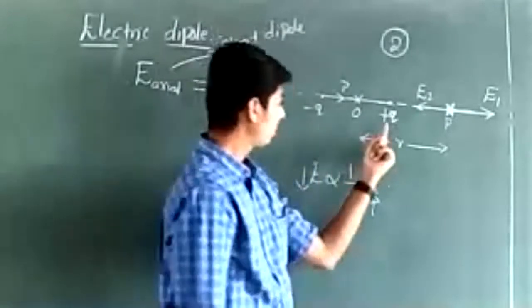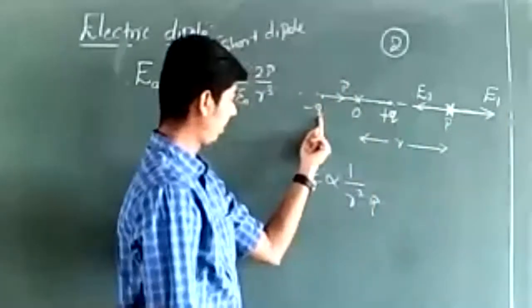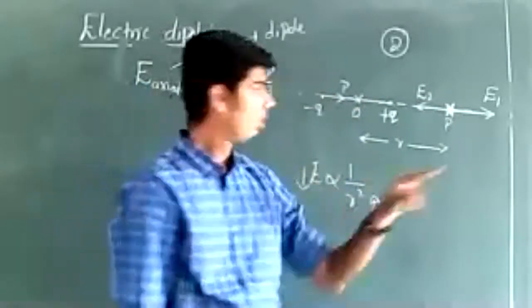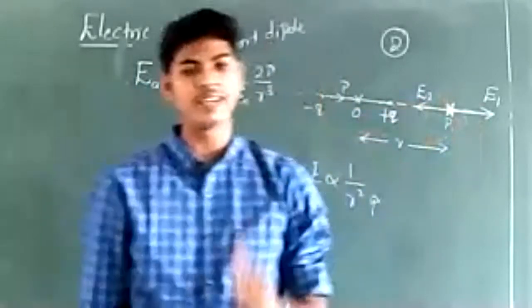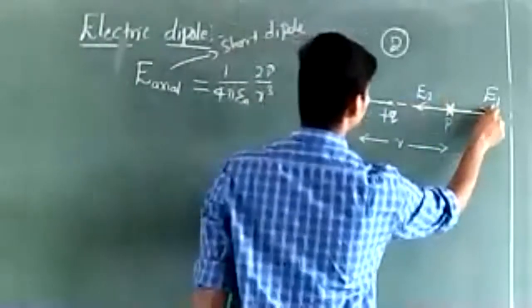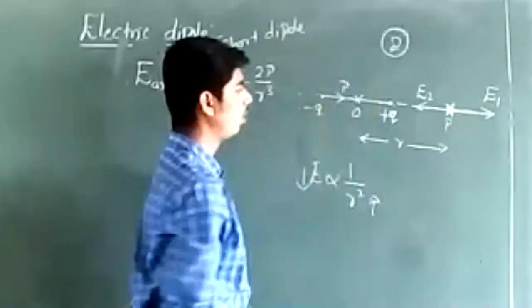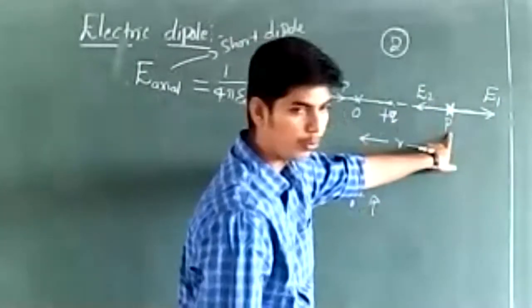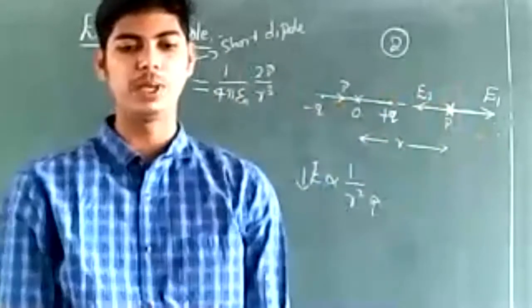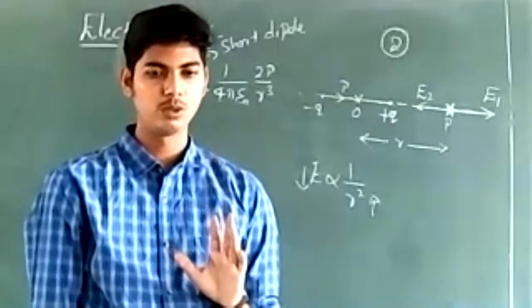Plus Q has produced the electric field E1 at point P. Minus Q has produced the electric field E2 at point P. Can you tell me which among these two will be greater? E1 is produced by plus Q. E2 is produced by minus Q. Plus Q is close to point P. Minus Q is at a large distance from point P. Electric field E1 will be greater than E2.